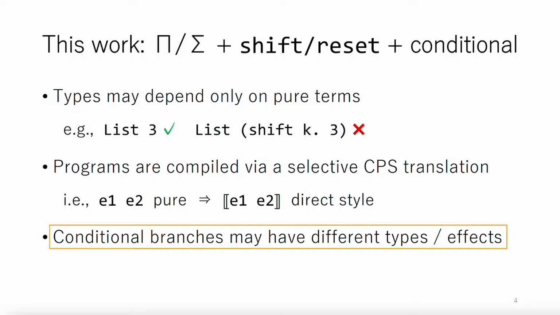In this work, we extend my PhD work with an interesting feature, namely conditionals whose branches may have different types and effects. This feature was actually suggested by an anonymous reviewer of our past paper submission, and it allows us to reason about effectful programs in a fine-grained way.